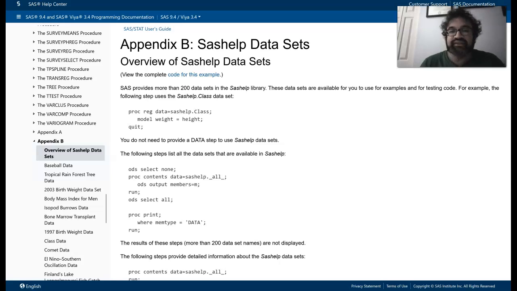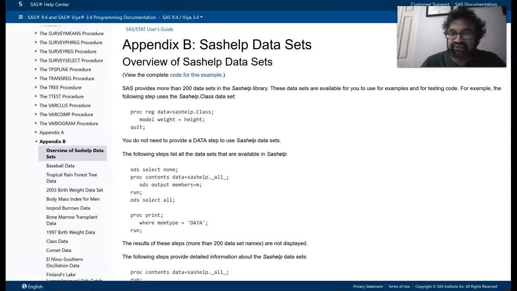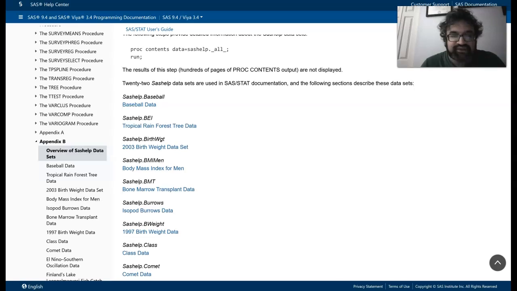So let me now talk about this repository, so to speak, library. SAS Help has many different data sets available, as you can see here. So if we go back here, and then scroll down here.